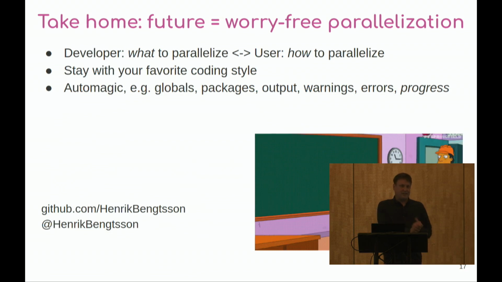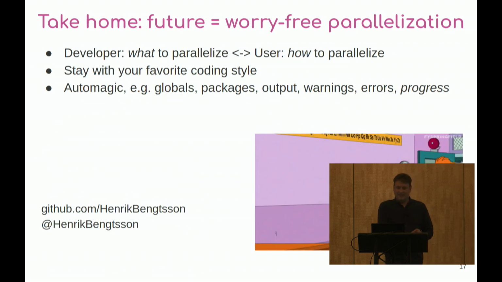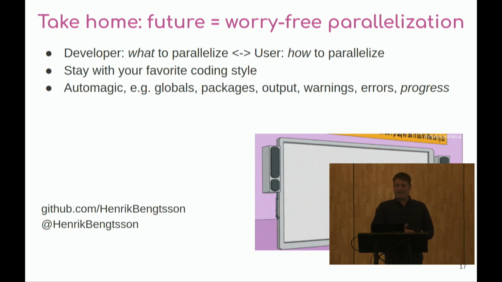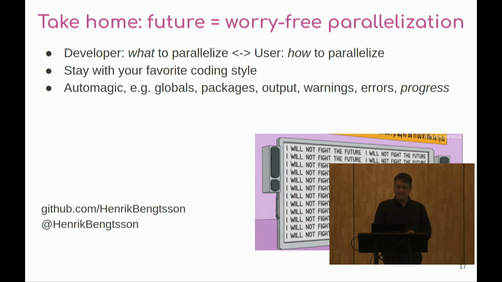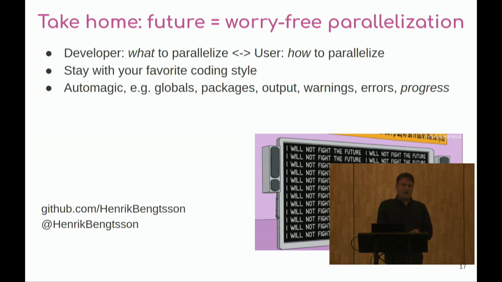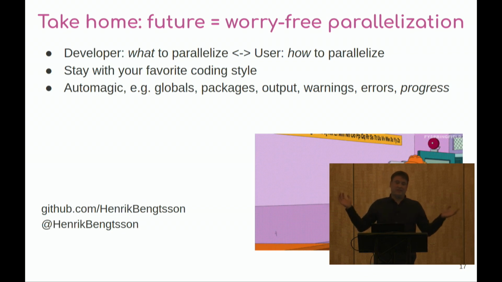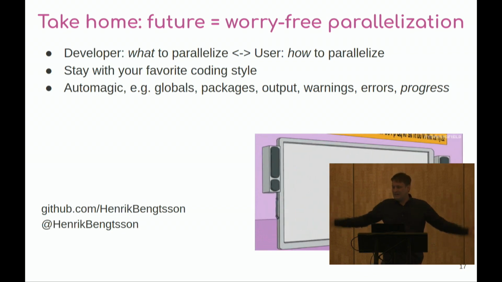But OK, so take-home message. Try it. As a developer, focus on what to parallelize, not how. That's the user's decision. Stay with your favorite coding style. And it's Automagic, as we said, like foreach. Globals, packages, output, warnings, errors, and progress bars are handled.